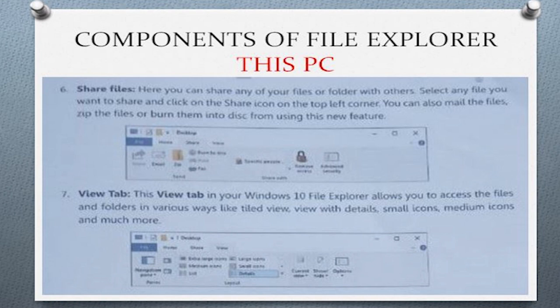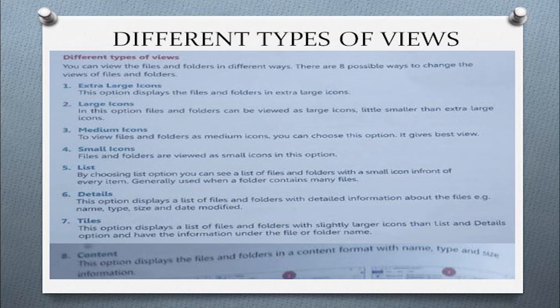Next one is the View tab. In the View tab, Windows 10 allows you to access files and folders in various ways, like tiled view, view with details, small icons, medium icons and much more. What are the types of views in Windows 10? Let us see. First one is extra large icons, that means this option displays the files and folders in extra large icons. Next one is large icons, then medium icons, small icons, list, details, tiles, and the last one is content.